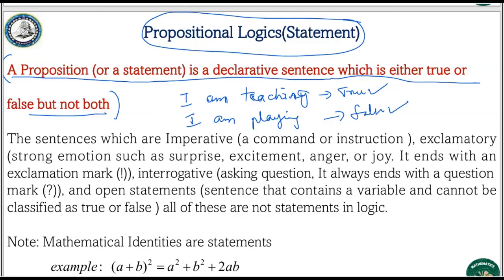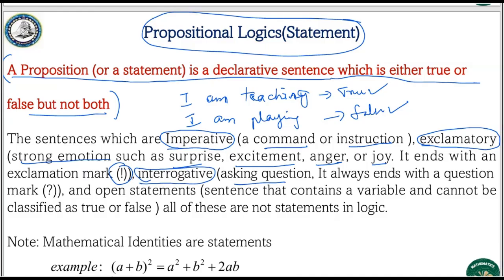Now, when is a statement not a proposition? We have some conditions. Suppose the sentence is imperative. What do you mean by imperative? It is a command or instruction. Second, it is exclamatory. What is meant by exclamatory? It has a strong emotion such as surprise, excitement, anger, joy, and it ends with an exclamation mark. Then the next one is interrogative, which means asking questions. It always ends with a question mark.